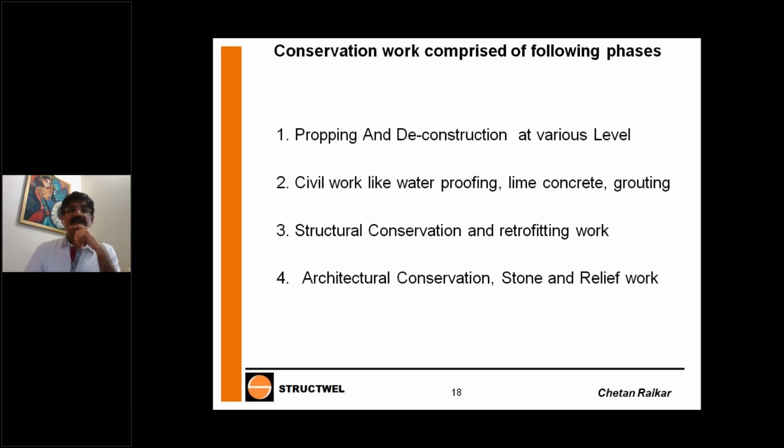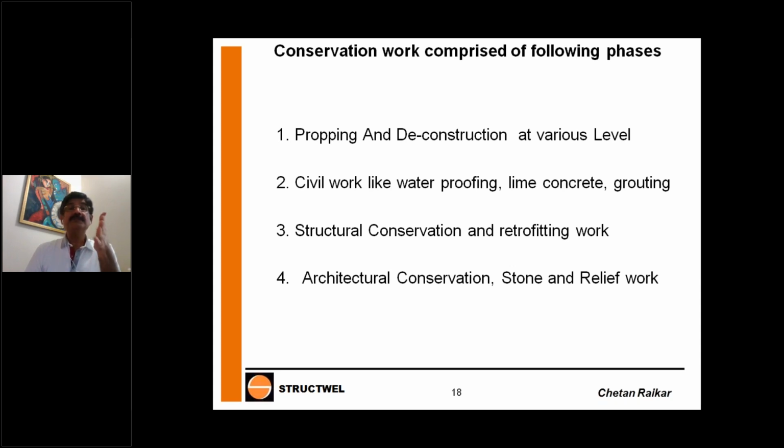The conservation work comprised the following phases. One is propping and deconstruction at various levels, civil work like waterproofing, lime concrete grouting, structural conservation and retrofitting, and architectural conservation, stone and flooring. The first thing we did was propping the entire structure, because as I said, it took 10 years for us to get into the structure. The history is different, but time is short.